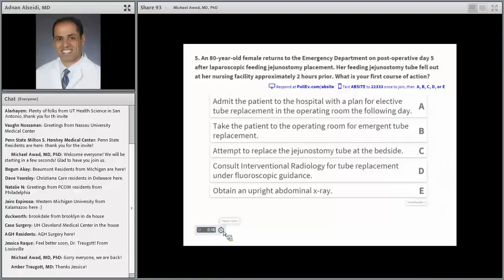A is admit the patient to the hospital with a plan for elective tube replacement in the operating room the following day. B, take the patient to the operating room for immediate tube replacement. C, attempt to replace the jejunostomy tube at the bedside. D is consult IR for tube placement under fluoroscopy guidance. And then E is obtain an upright abdominal x-ray.